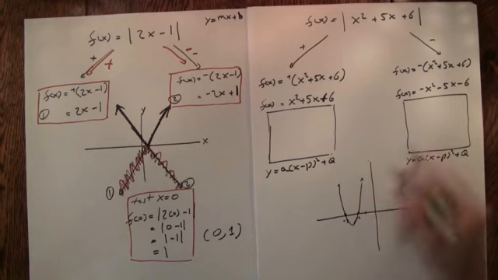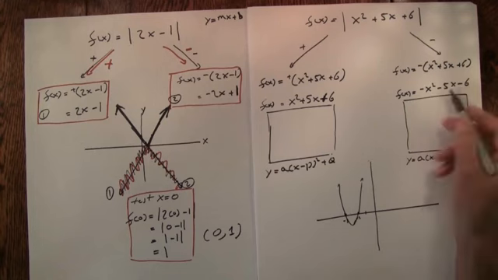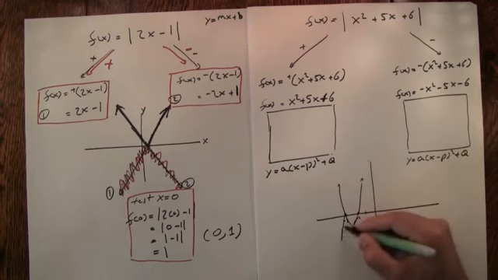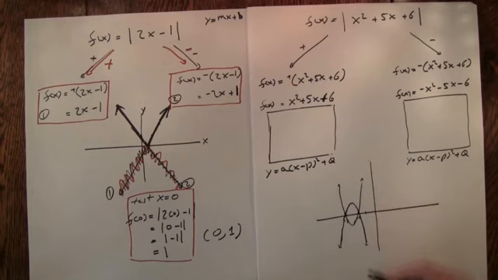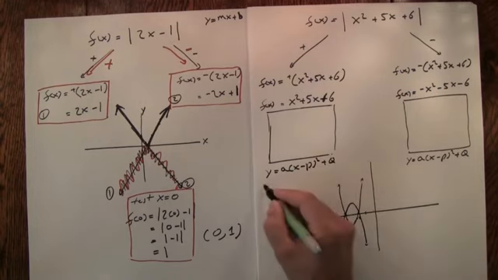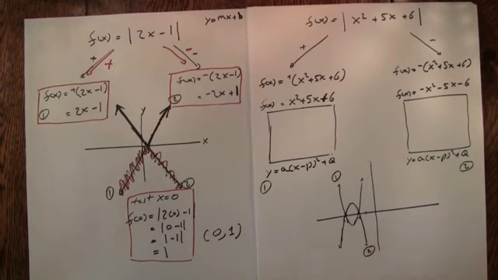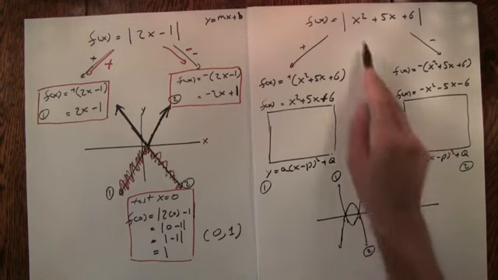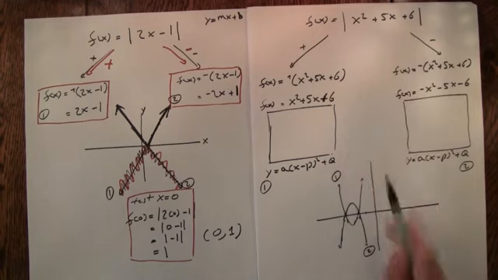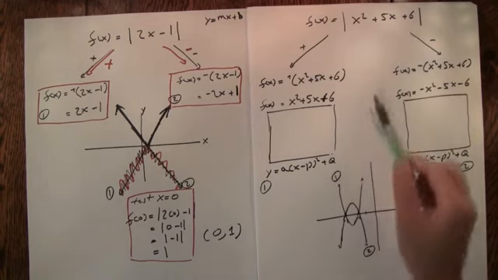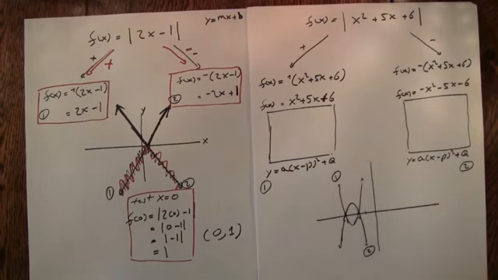Okay, something like this. And this guy would do the same thing, but this way, right? So let's assume the graph looks like this. This one would be our first equation, and this one would be our second equation. Then all we have to do is test an x value in the original function to find out which one of these it is, right?